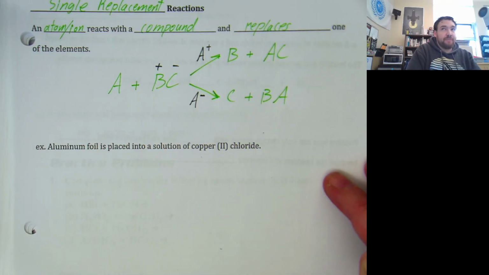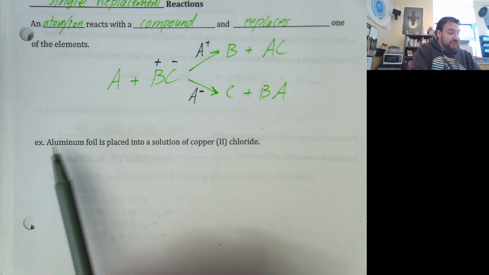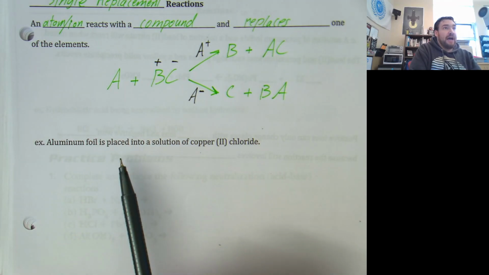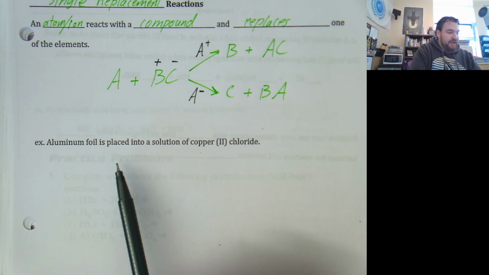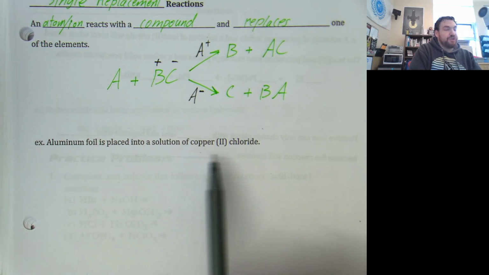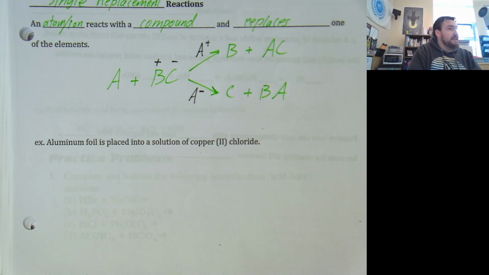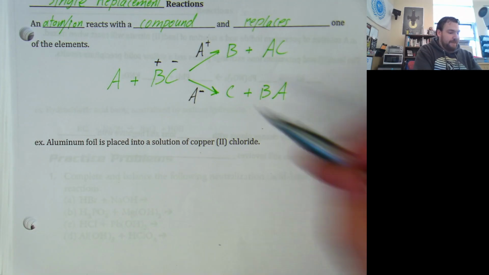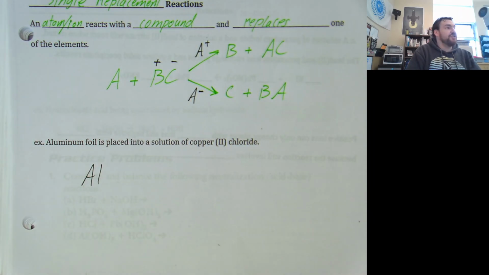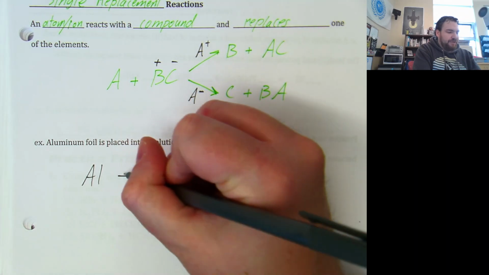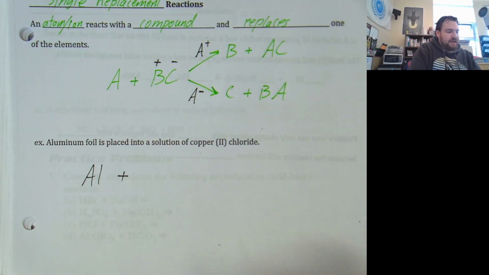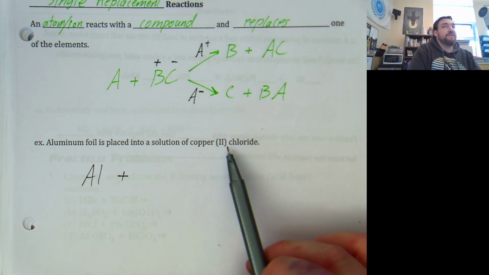Here's your example. Aluminum, and this is going to be part of the lab that you guys are going to do for me at the end of this week or beginning of next week. Aluminum foil is placed into a copper-2 solution, a solution of copper-2 chloride. So let's build the equation. What's the formula for aluminum? Al. And aluminum just so happens to be positive 3. Okay, let's file that to the side of our brain for a second. What is copper-2 chloride? What's the formula for that?